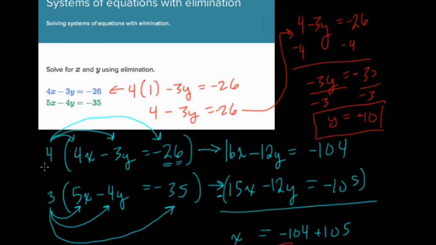And you can plug that in to make sure it's true, either equation. I'll plug it in the second just because we didn't use it yet. 5x, so 5 times 1, minus 4y, 4 times 10, should equal negative 35, and it does. 5 minus 40 is negative 35. And if you're not really sure, you can plug into both equations. However, I will leave that to you.